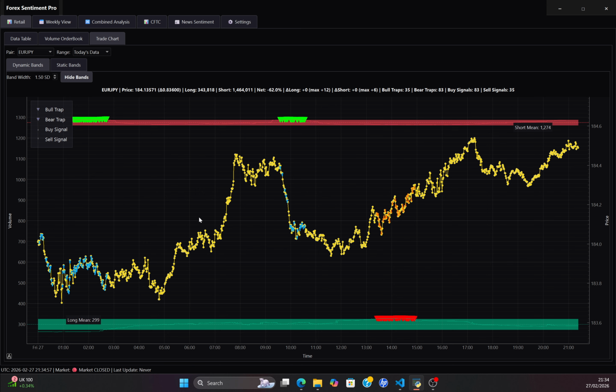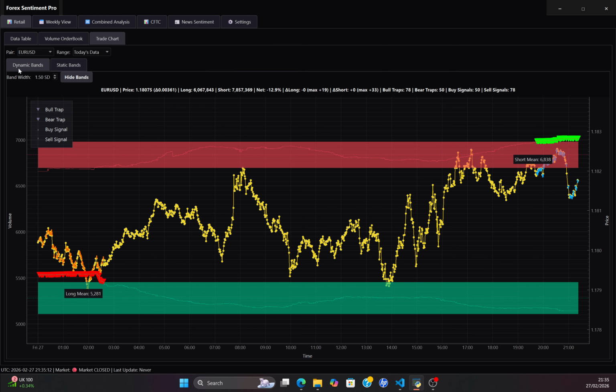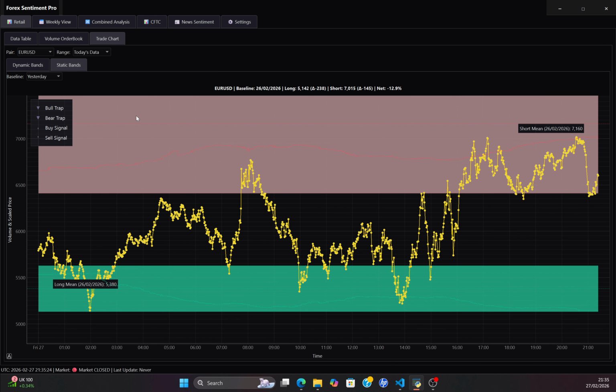Trade chart, it's something quite unique, and it's something I always wanted to have. You have two bands, which I call dynamic bands and static bands. Please make sure you do not rely on the dynamic bands, because they are dynamic and changing, they are redrawing. On the other side, the static bands are not moving, they are static. That's why I call them dynamic, and that's why I call this one static.